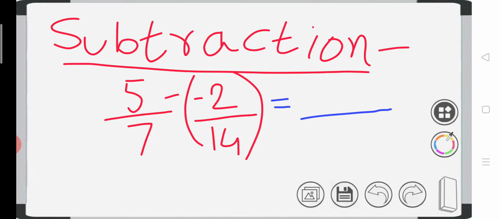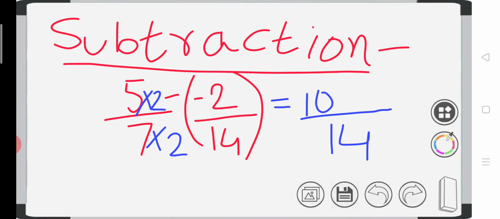So here you can see the denominators are 7 and 14. The LCM of 7 and 14 is 14. Now you have to multiply 7 by 2 so it can become 14. So the numerator will also be multiplied by 2. So 5 2s are 10.